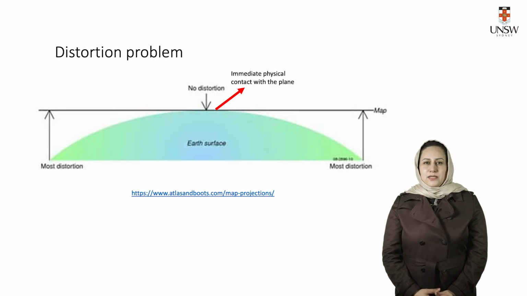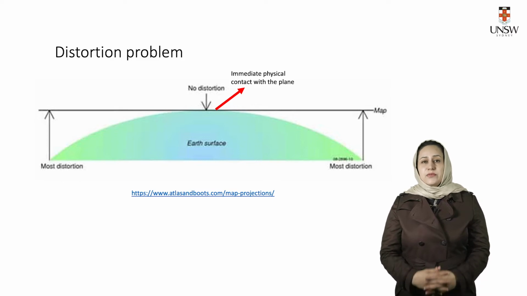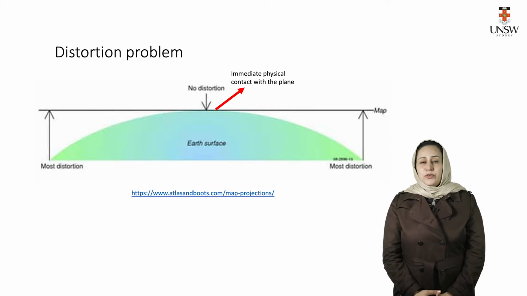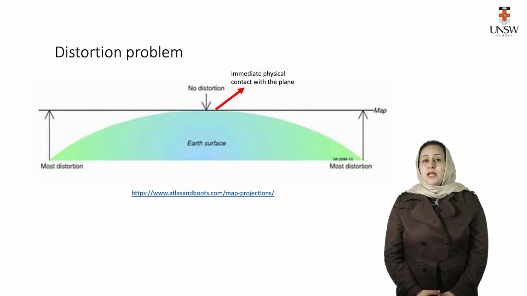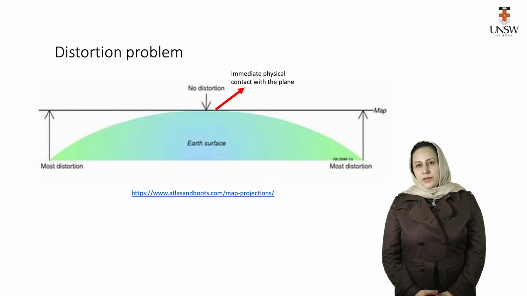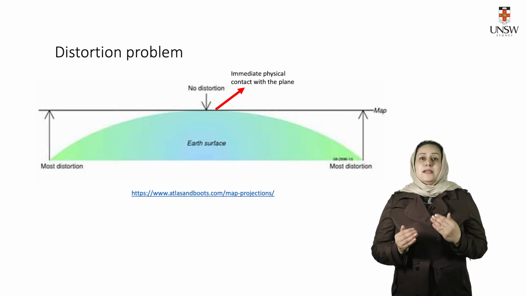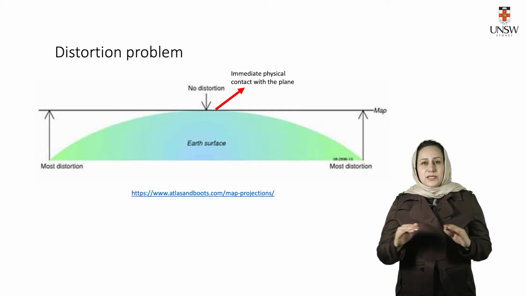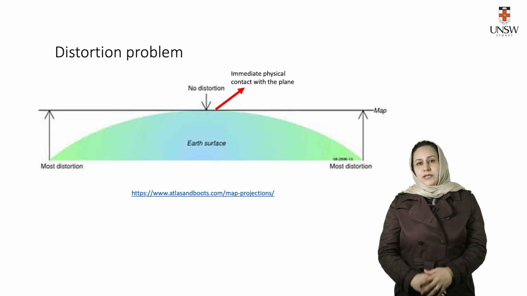Have a look at this slide. When we want to project all the points of this surface on the plane, we see distortion for the points of the surface that are farther from the plane. And there is no distortion for the part that is in immediate physical contact with the plane.